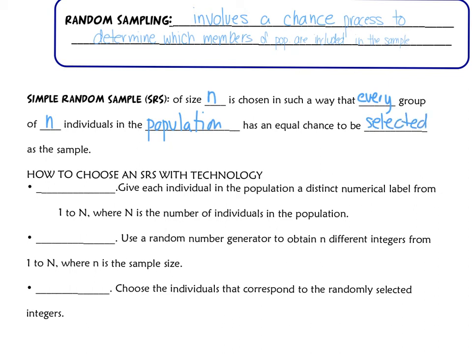So now there are a couple ways to choose an SRS. The first way we're going to talk about is doing it with technology. And so the first thing you would want to do is to label each individual in the population.